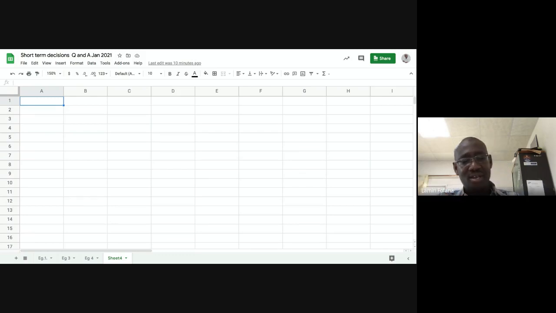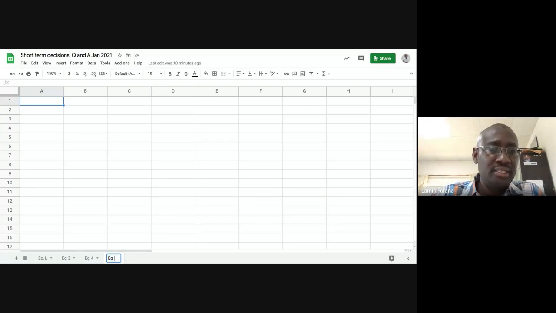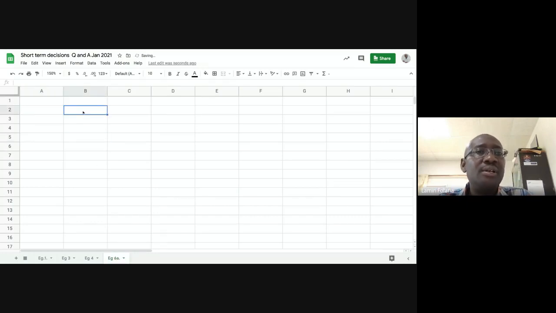Okay, so let's proceed. We open our new sheet called sheet 4. I'm going to override it, double click it, then I'll call it EG6A. As you can see, my sheet has been zoomed to 150%, and I hope you are able to see it clearly.